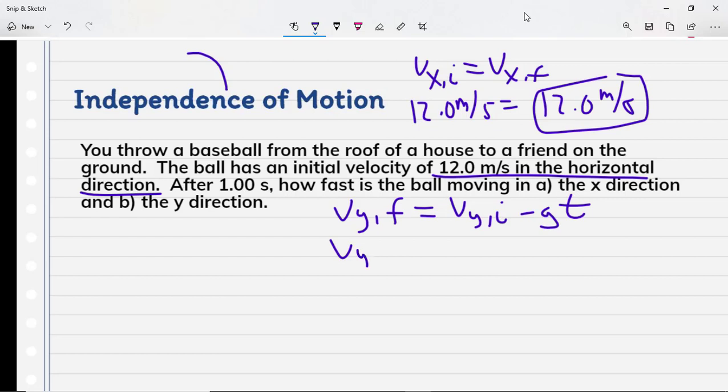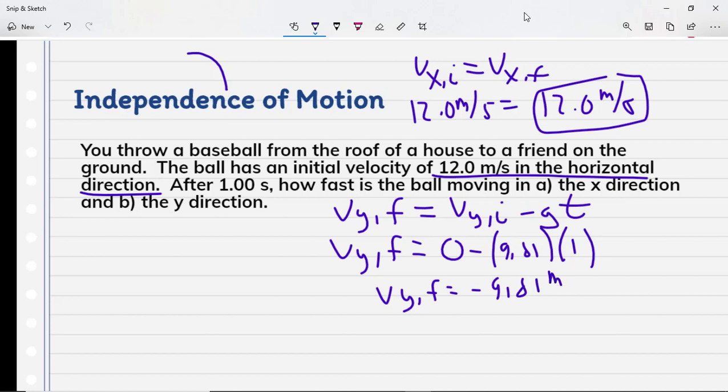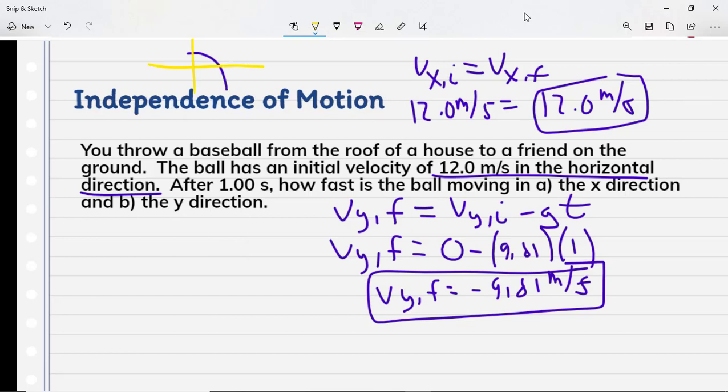So again, the initial velocity in the y direction is actually zero. We know that acceleration due to gravity is 9.81, and it's only going a second. So this is actually pretty straightforward here. The velocity of y final is going to be negative 9.81 meters per second. Again, the reason it's negative is that the ball is moving down. If you think about this like a Cartesian plane, the ball is moving in the negative direction. And remember, with velocity, we have to take into account the magnitude. So do keep those things in mind.